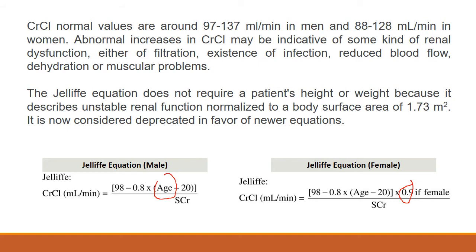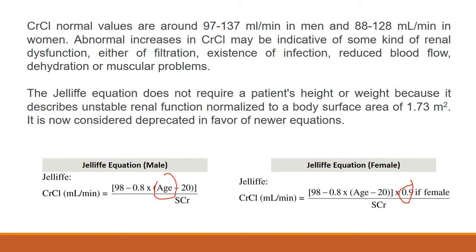Next, you have the Jellyfish equation. It does not require a patient's height or weight because it describes unstable renal function normalized to a body surface area of 1.73 meters squared. It is now considered deprecated in favor of newer equations. So for Jellyfish, it is not a stable measure of our creatinine clearance. That's why normally what is used is the Cockcroft and Gault equation. But we have to discuss this because you are going to learn how to compute this equation too.